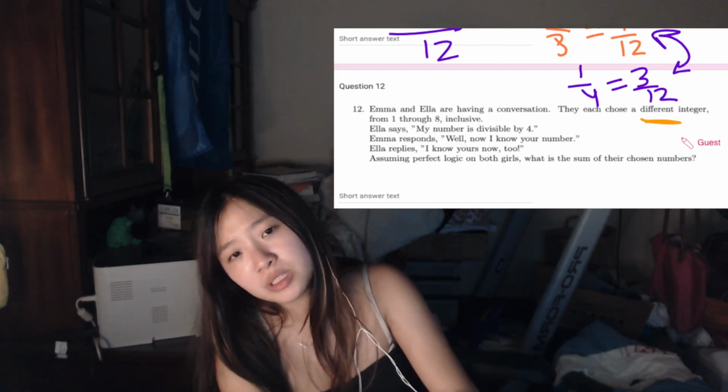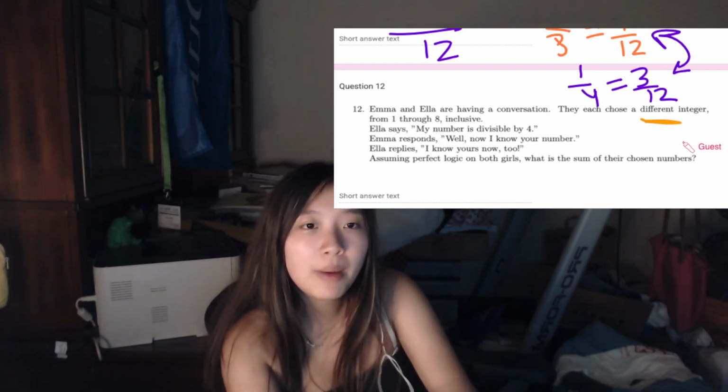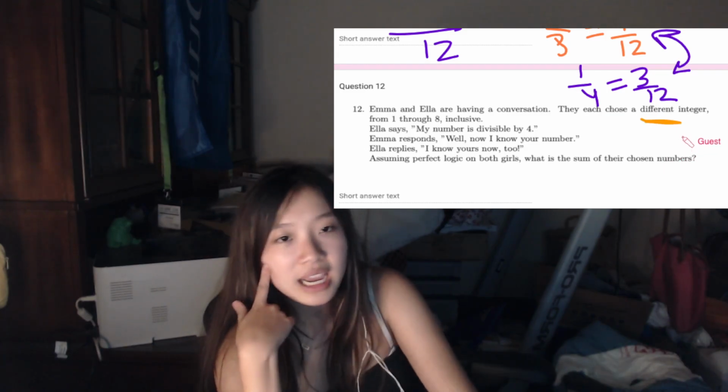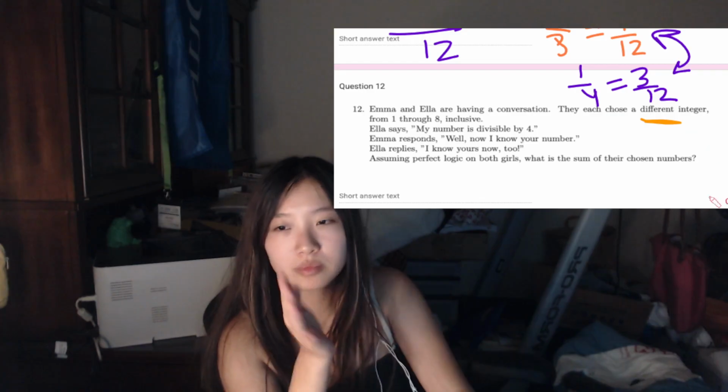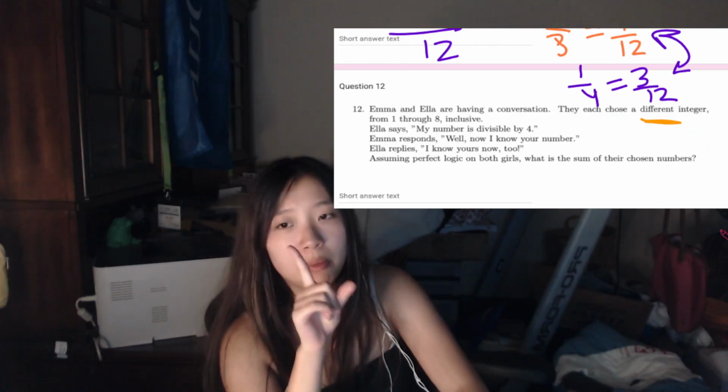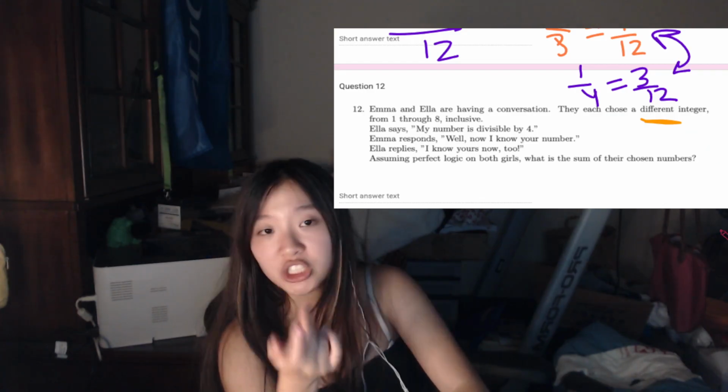Ella says, my number is divisible by 4. And Emma responds, well, now I know your number. Ella replies, I know yours now too. And now we're going to assume that Ella and Emma are working with perfect logic.